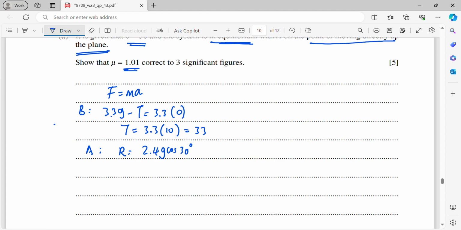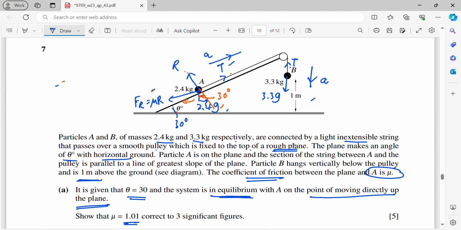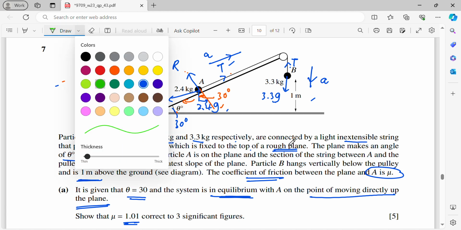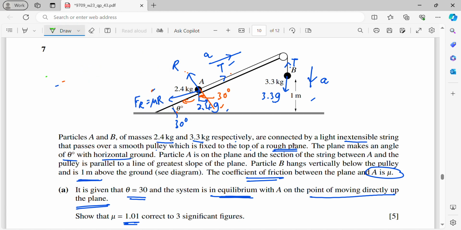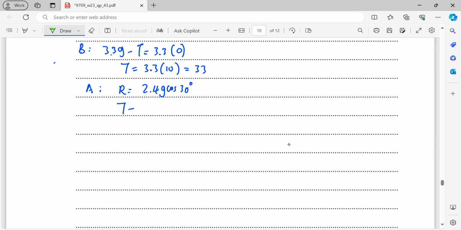Alright. Then from here, I will just consider Newton's second law. So T minus, now for the T, I have to resolve this weight so that it is parallel to the plane. When I resolve over here, that is sine 30 degrees, because this angle is not given, so that's why I'm using the alternate angle. So it will be T minus 2.4 G sine 30 degrees.